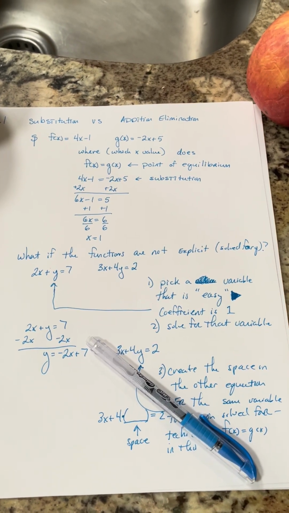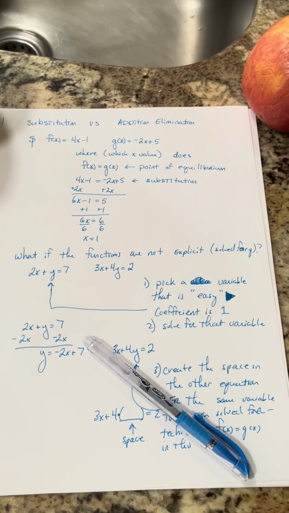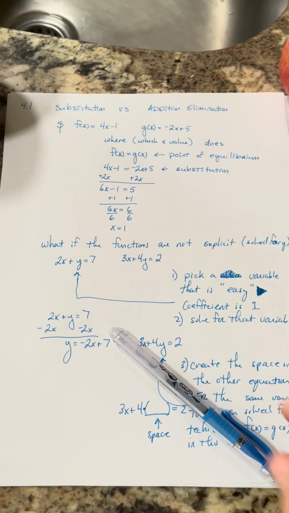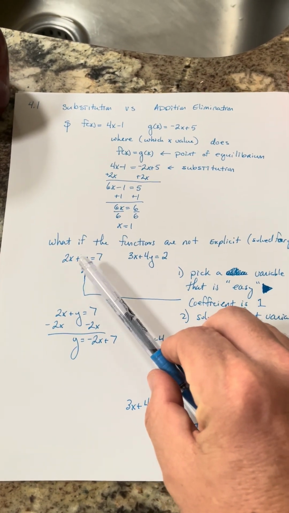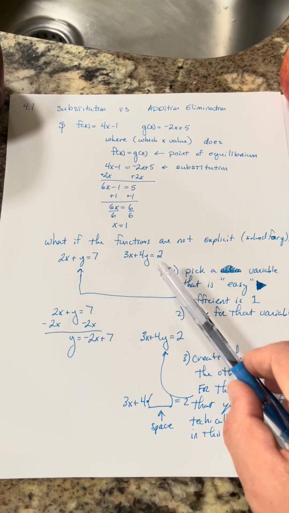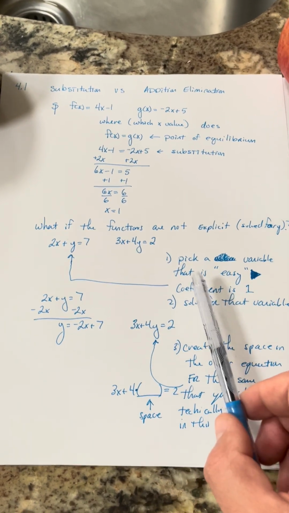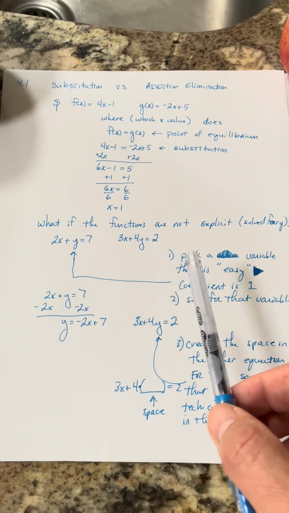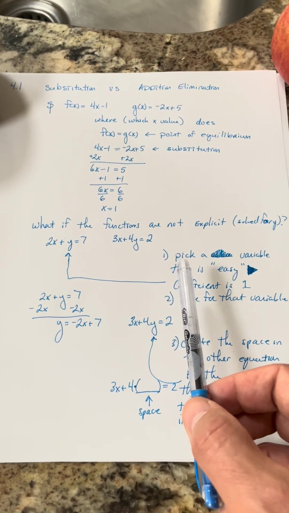So what if the functions are not explicit? In other words, they're not solved for y. What if you have them in the form where it reads 2x plus y is equal to 7 and 3x plus 4y is equal to 2? Well, there's sort of a process that we follow, and the process goes like this.